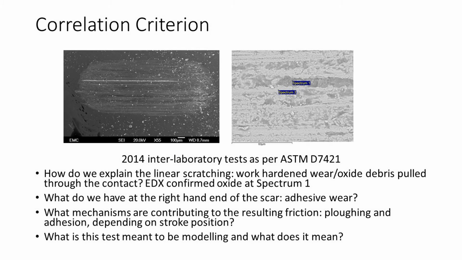The following test model example is taken from the 2014 Interlaboratory Tests as per ASTM D7421, standard test method for determining extreme pressure properties of lubricating oils using high-frequency linear oscillating test machine. What mechanisms are contributing to the resulting friction and wear response? What is this test meant to be modelling, and what does it mean?